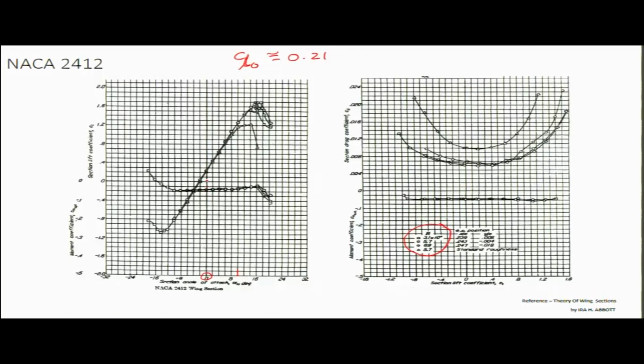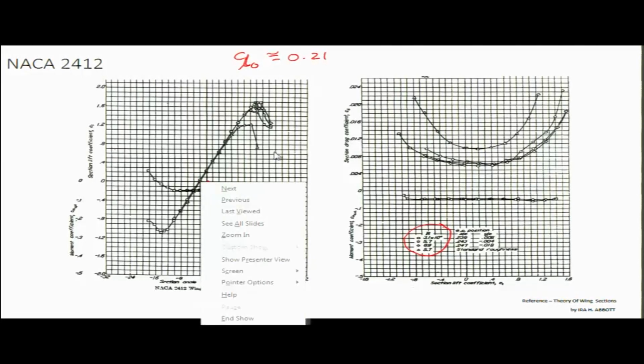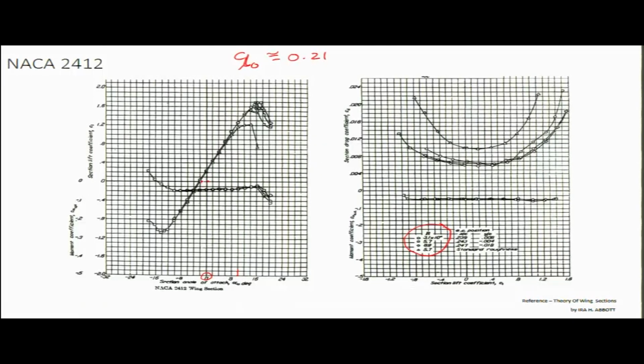Now this is your origin. Now you need to find out alpha at which Cl is 0. That means this is the point where Cl is 0. Right? This is the point where Cl is 0. So the corresponding angle of attack for this is approximately -2 degrees. So alpha at which Cl is equal to 0 is -2 degrees.